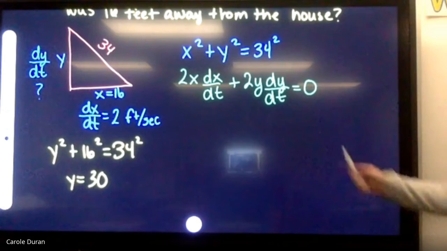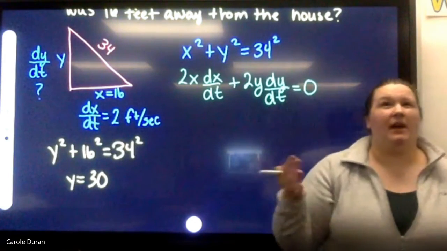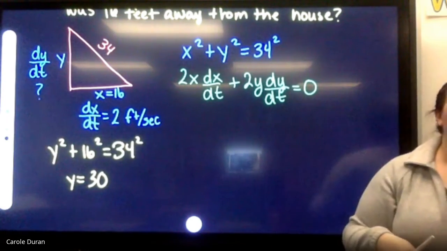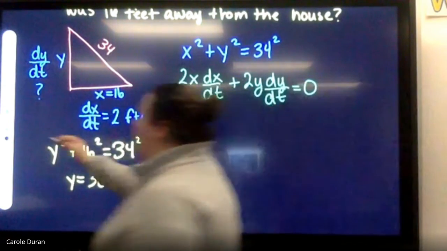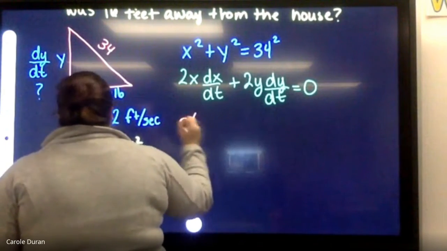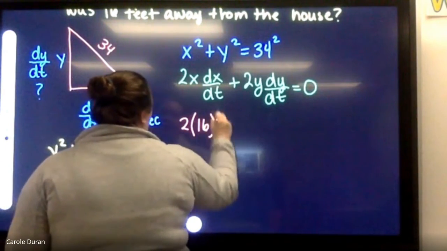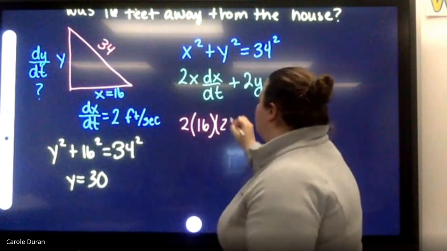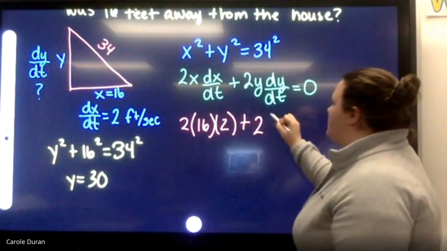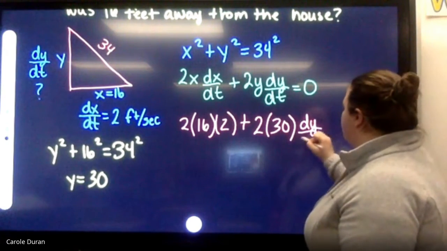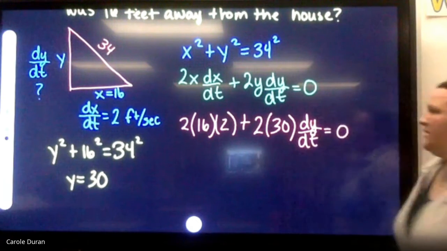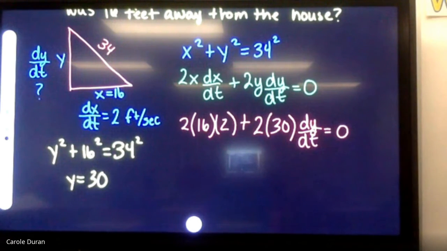My end goal is to solve for dy/dt, so I need to fill in all the other information that I currently have. I have everything except dy/dt. So I start filling it in. And it becomes 2 times my x value of 16 times dx/dt, which is 2, plus 2 times my y value of 30 times dy/dt equals 0. And then I will use basic algebraic manipulation to get the dy/dt by itself.